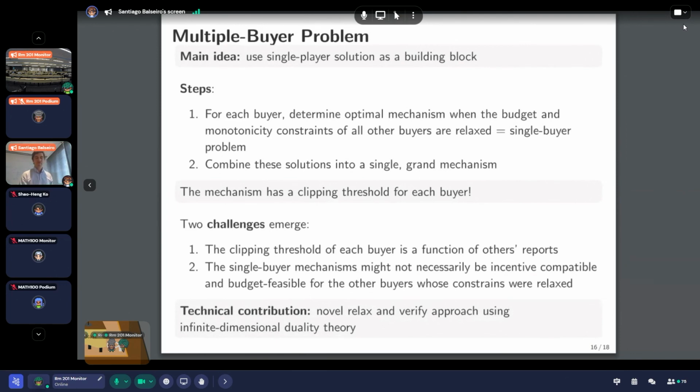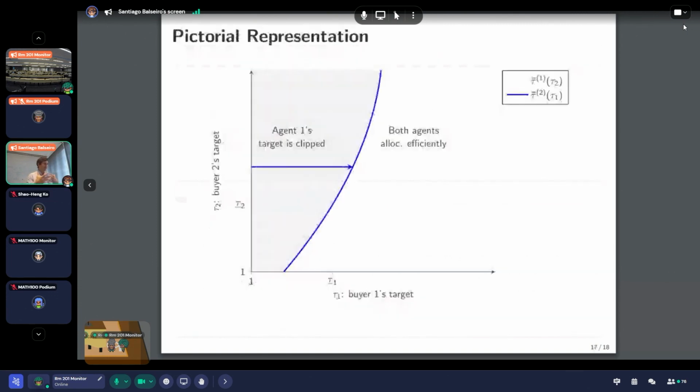I'm going to finish with this picture just for you to get a visual representation of the mechanism. So this is the case for two buyers. If you first look at buyer one, and you fix the target of buyer two, then we are clipping to this point. And to the right, we allocate efficiently. And to the left, h1 is clipped.